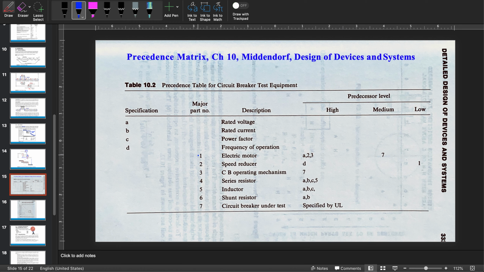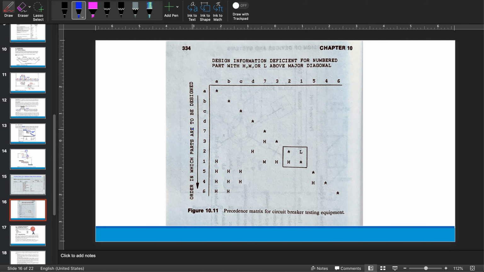So why don't we just take a look at drawing a matrix that would indicate this. Let's remember, the electric motor requires A, 2, and 3. So here's your precedence matrix, and this is very easy to do. All you do is put your specifications A, B, C, D, and then list your parts, typically in the time order that it should be designed. So it looks like 7, 3, 1, 5, 4, and 6.